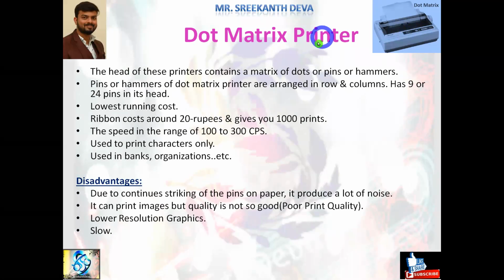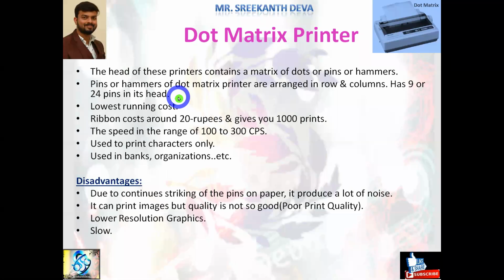This dot matrix printer is one of the most widely used printers. The head of these printers contains a matrix of dots or pins or hammers. That's why these printers are named dot matrix printers. The pins or hammers of dot matrix printers are arranged in rows and columns. Generally, a dot matrix printer has 9 or 24 pins in its head.